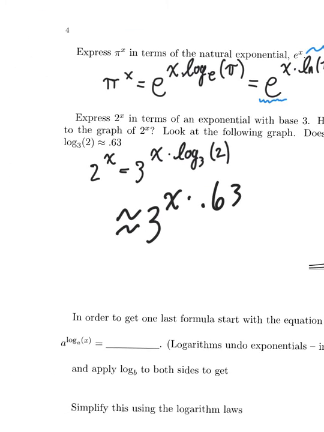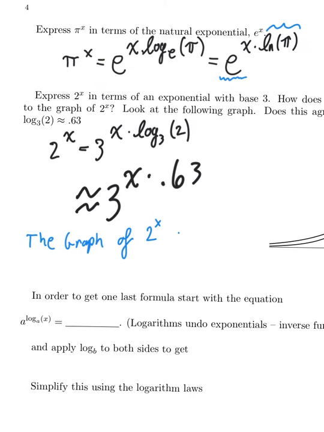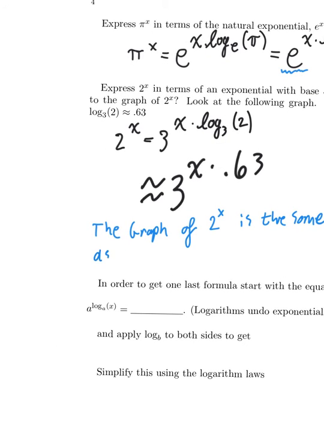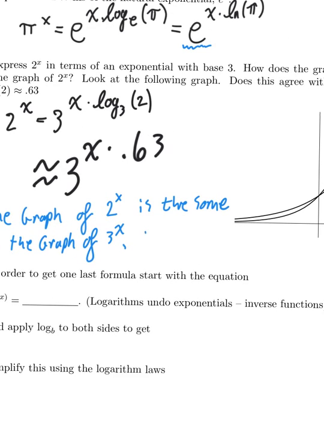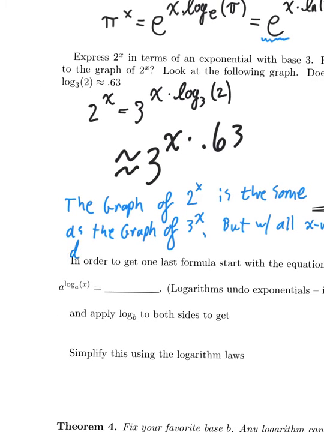This means the graph of 2 to the x is the same as the graph of 3 to the x but with all x values divided by 0.63. Approximately 0.63, really the log base 3 of 2.